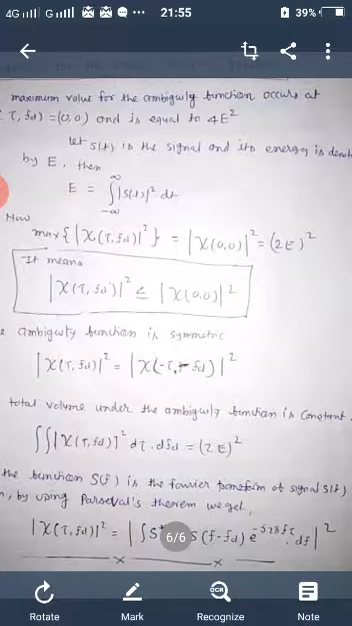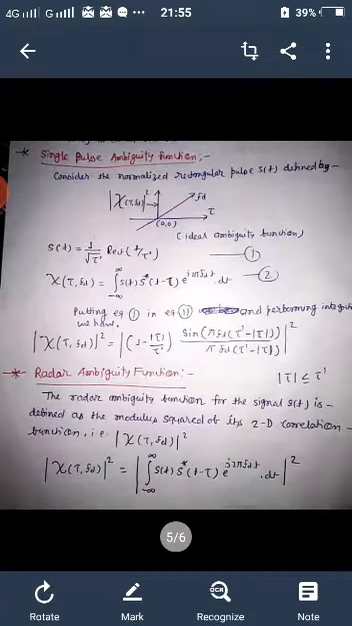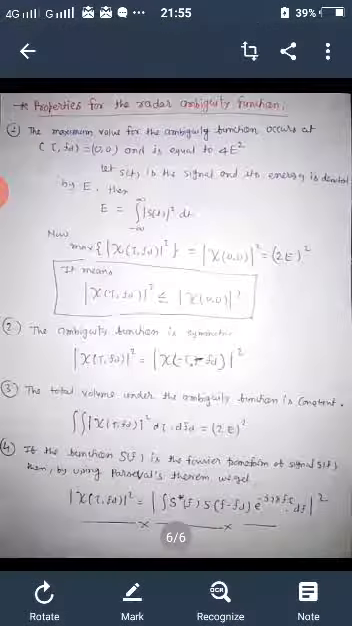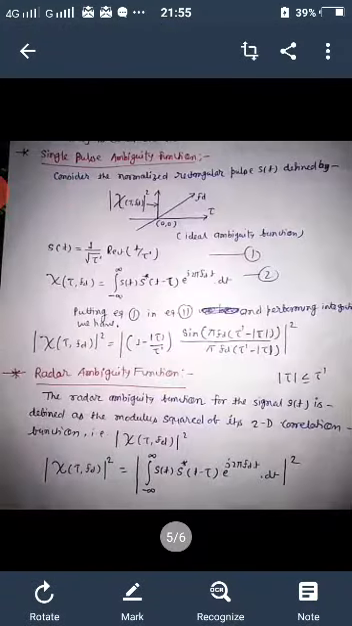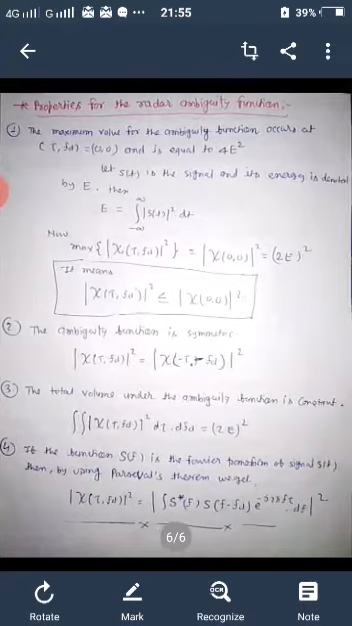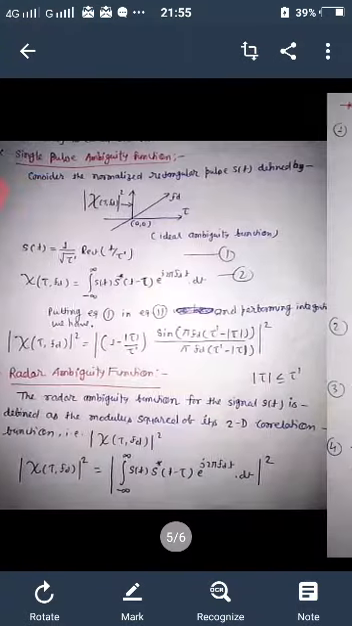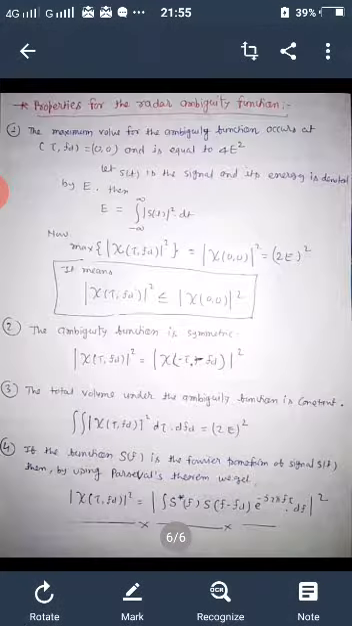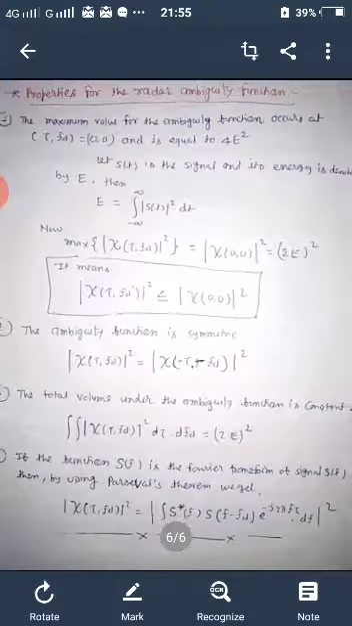Now if we put f equal to 0 and tau equal to 0 in this function, we have the value 2E squared. Why 2E squared? Because here you have s(t) twice, and the integration of s(t) squared is known as E. You have two functions, so we have this 2E. Now 2E whole square is 4E squared, as we have discussed. So the maximum value of the ambiguity function is at 0, 0 and its value is 4E squared.